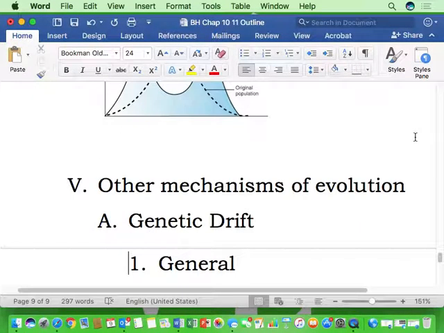Sorry, I should have gone down. Sorry, this will be under general. Genetic drift causes a loss of diversity in a population.